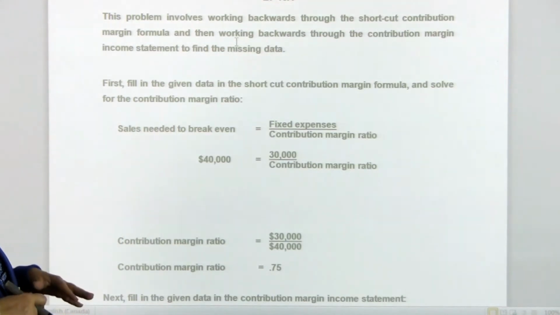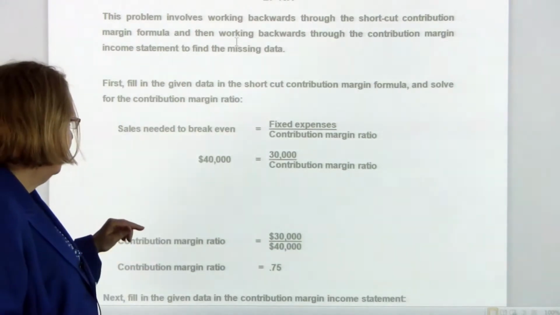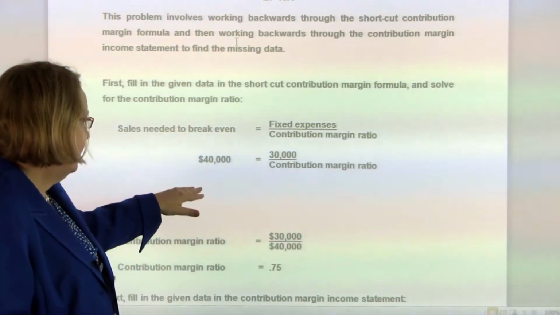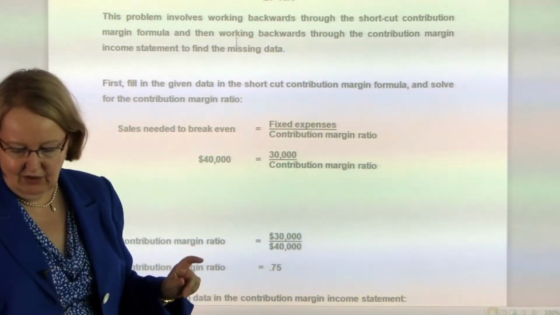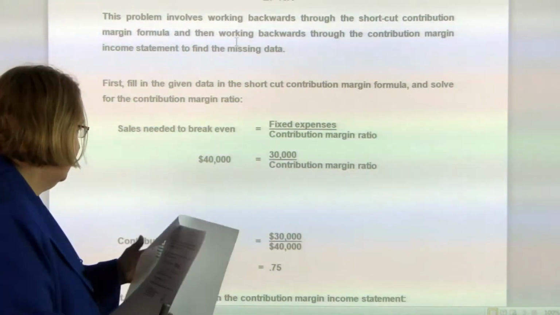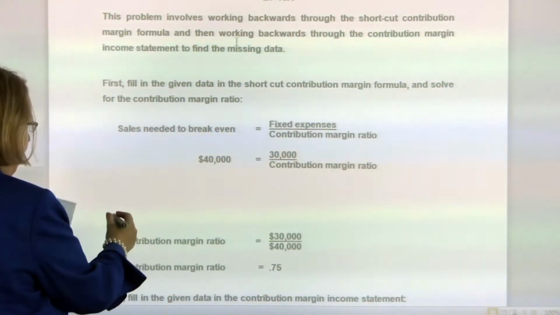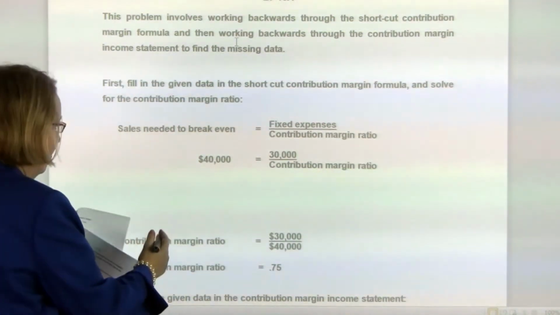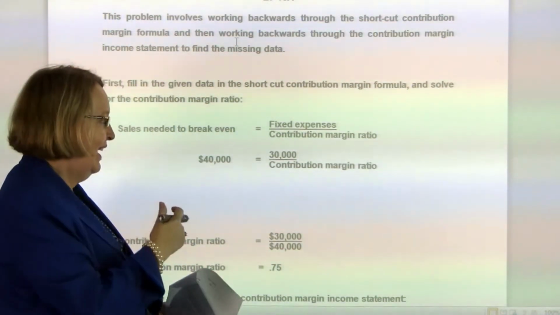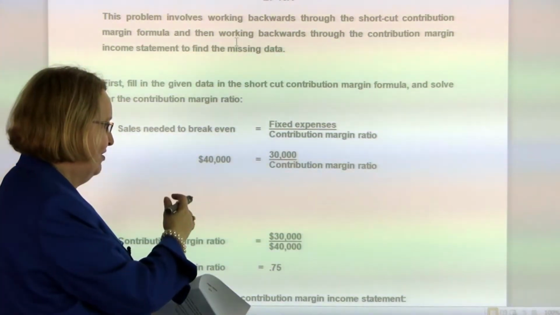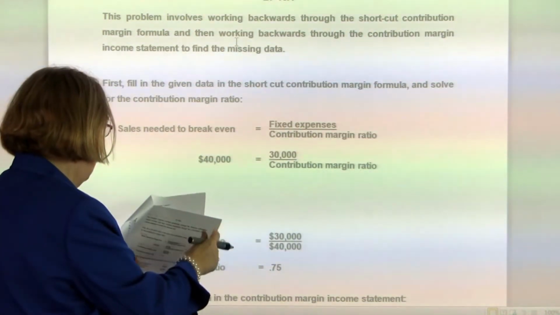So in the problem, you are given the sales that you need to break even. You're provided with that, and you're provided with your fixed expenses of $30,000. So what you have to do is calculate what the contribution margin ratio should be. So the way we do this is, first of all, you want to get the unknown, or the information that you're trying to calculate, on one side of the equation. So that's what I'm trying to do here. So I want to see contribution margin ratio on one side. So it's just a bit of algebra to get us there.